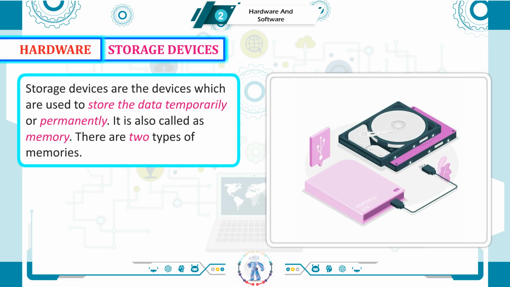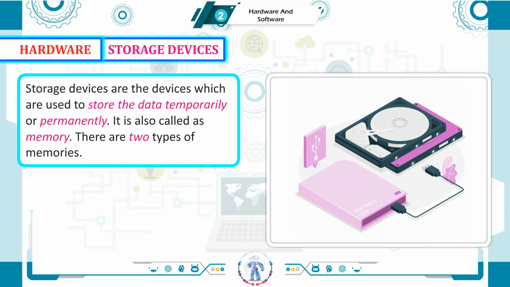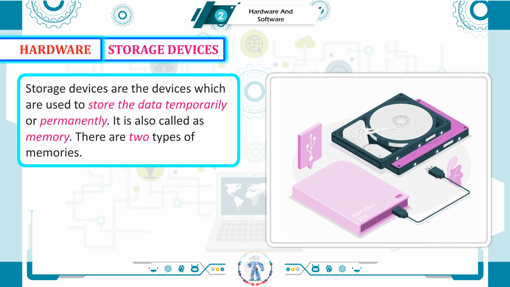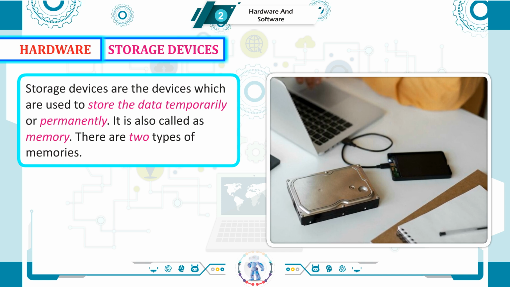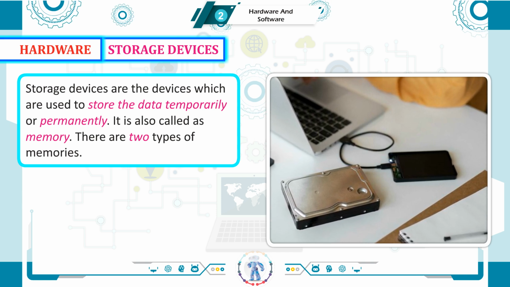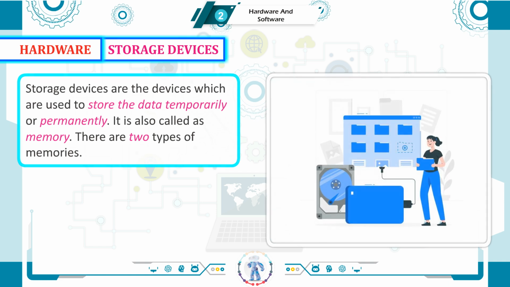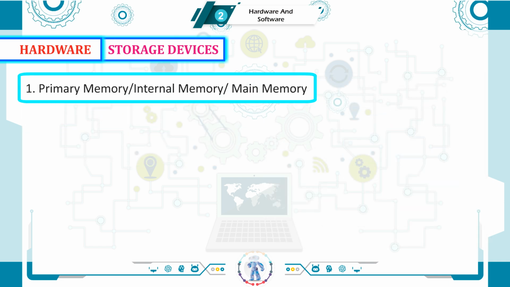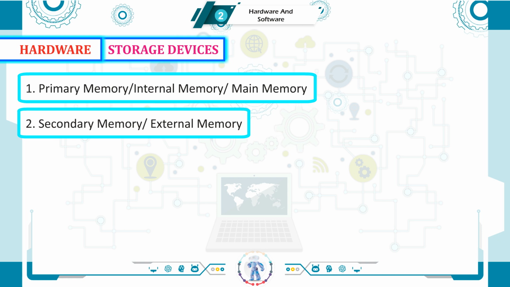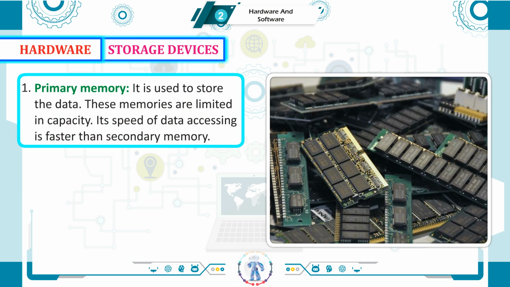Storage devices. Storage devices are the devices which are used to store the data temporarily or permanently. It is also called memory. There are two types of memories. 1. Primary memory, internal memory, main memory. 2. Secondary memory, external memory.